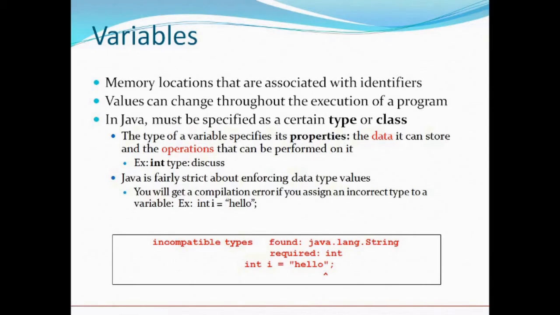Suppose you have first declared a variable of type integer, or better still, a short integer age equal to 10, it can be reassigned a value of 20 or whatever. So they can change in value. Now in Java, it must be specified as a certain type or class. The type of a variable specifies its property: what exactly a variable holds is the data it can store and the operations that can be performed on it.